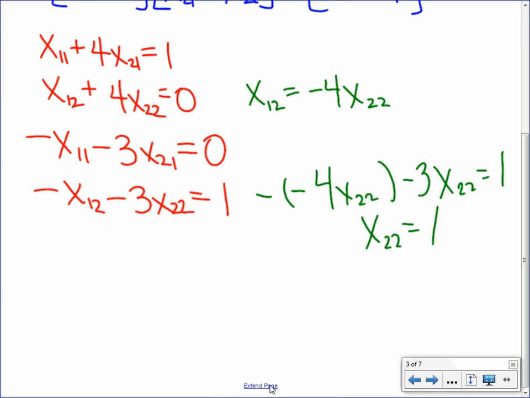Alright, so now, if this is 1, let's plug it in back here. And what's x sub 1,2? Negative 4.